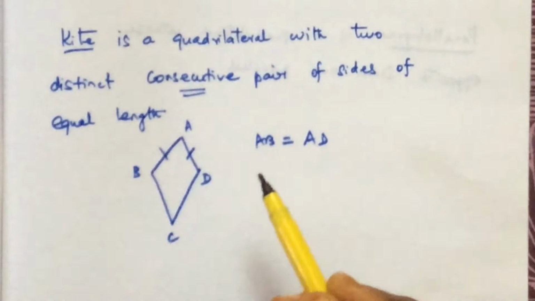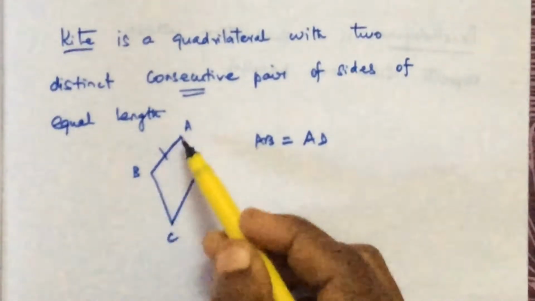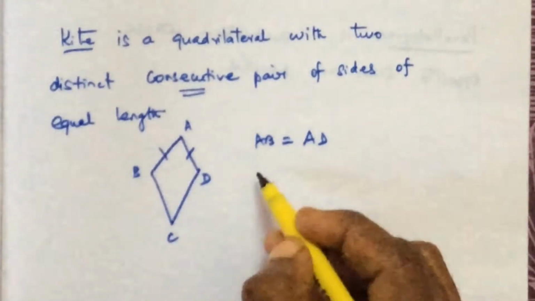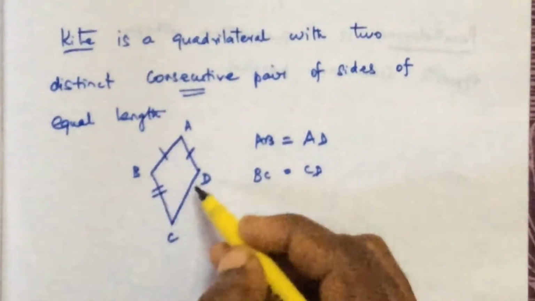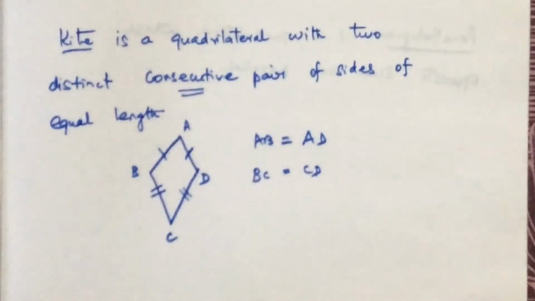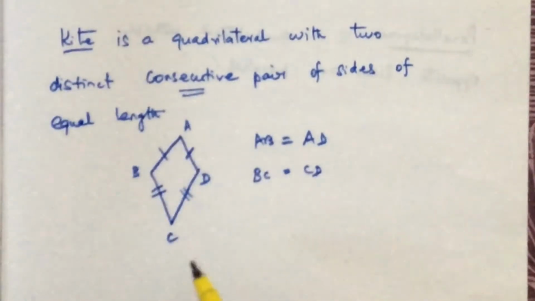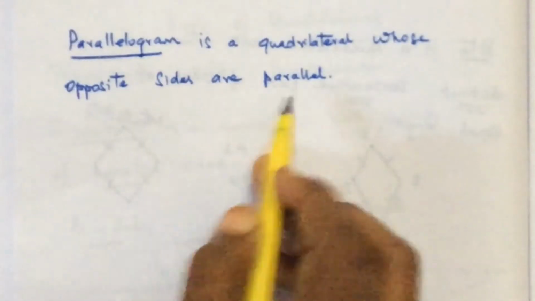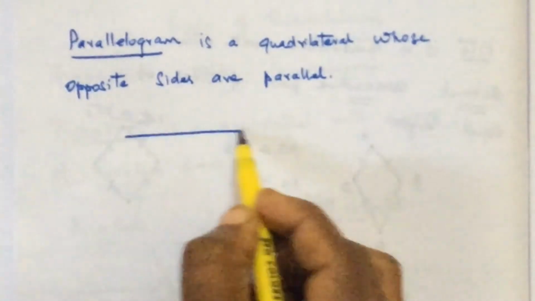What is a consecutive pair? It means nearby sides, which touch each other at a point. So AB should be equal to AD and BC should be equal to CD. Then it is called a kite. Opposite sides are parallel. We know what is parallel. So let me draw some examples.